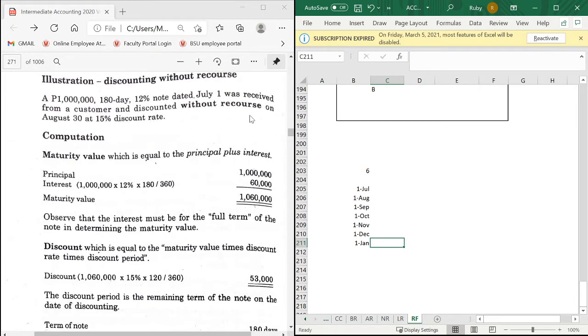Nagkaroon ng discounting August 30, which is equivalent to September 1. So, dito nag-start yung discounting. So, ang remaining period mo ay itong 4 na buwan. So, meron kang 122 or 120 days na discount period. Again, kapag maturity value, you will consider the full term, lahat ng yan. Pero kapag discounting is yung pag nag-start yung discounting hanggang sa maturity date.